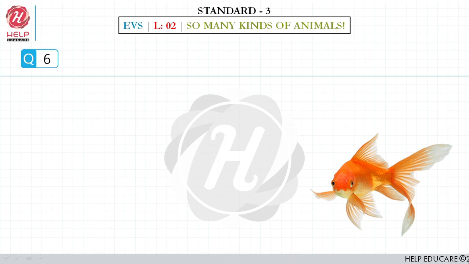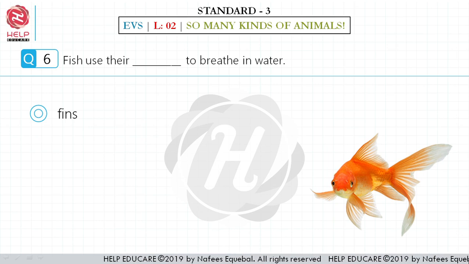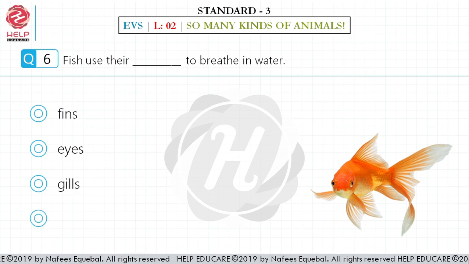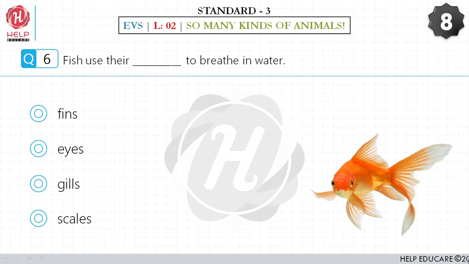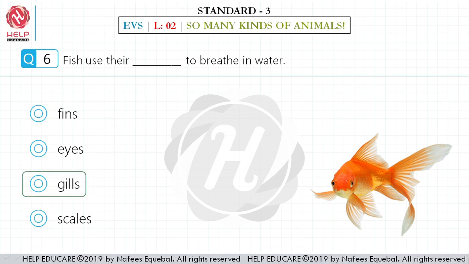Question number 6. Fish use their dash to breathe in water. First option, fins. Second option, eyes. Third option, gills. Fourth option, scales. Here, time starts now. Correct answer is gills.